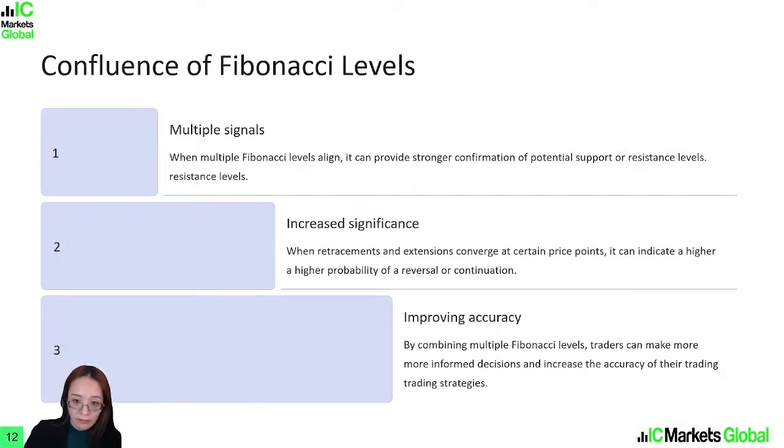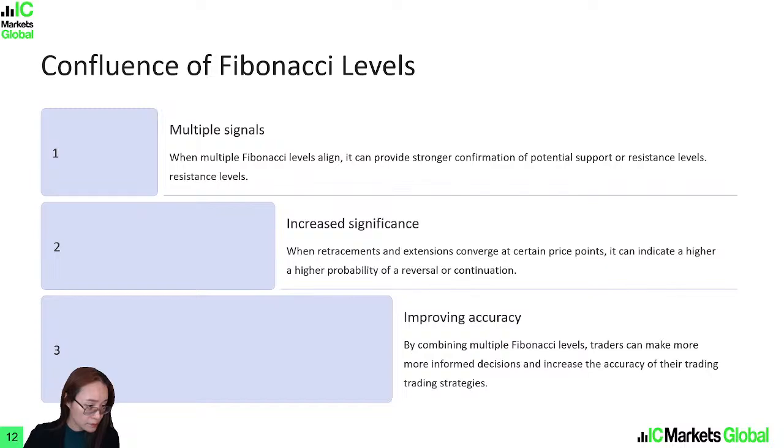Confidence of Fibonacci level, like I just showed you guys. With multiple signals, when multiple Fibo levels align or line up together, they can provide strong confirmation of potential support or resistance level, like just now, right? I showed you guys, and it also increases significance when the retracement and extension converge at a certain price point. It can indicate a higher probability of reversal or continuation, and improve accuracy as well.